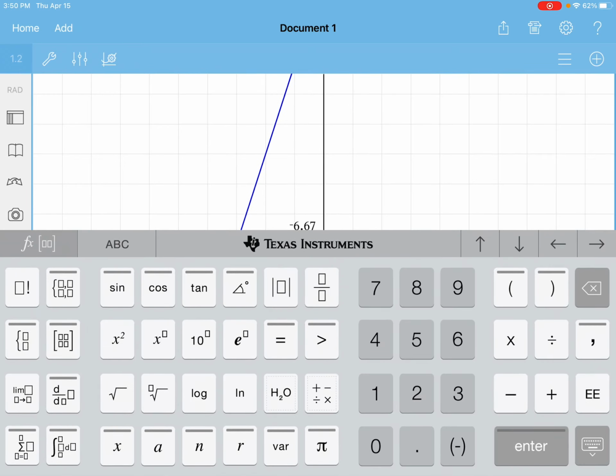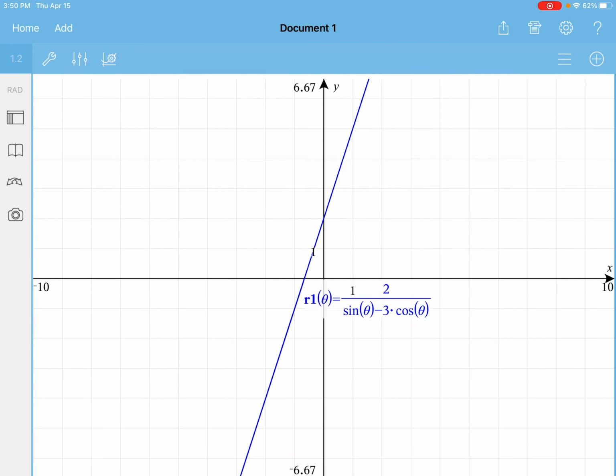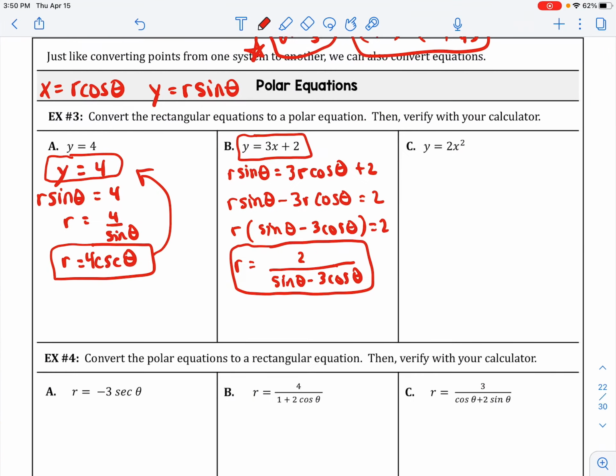And look at this. It goes through at positive 2, and it has a slope of 3. So this is the line y equals 3x plus 2. But in polar coordinates, it looks like 2 over sine theta minus 3 cosine theta. I think that's so cool.